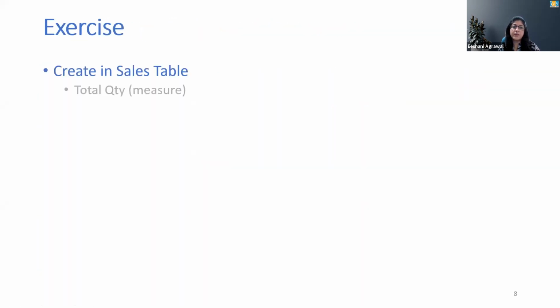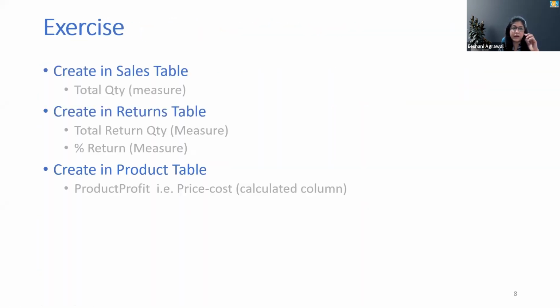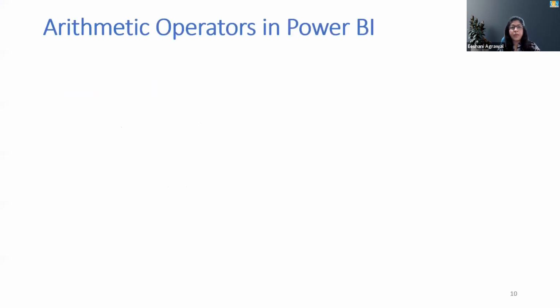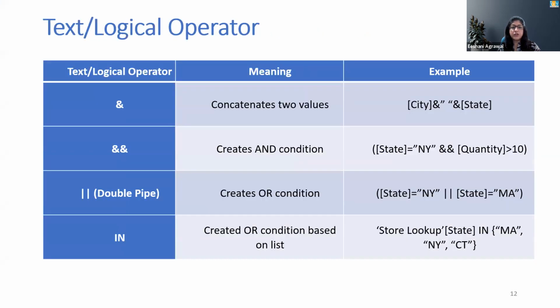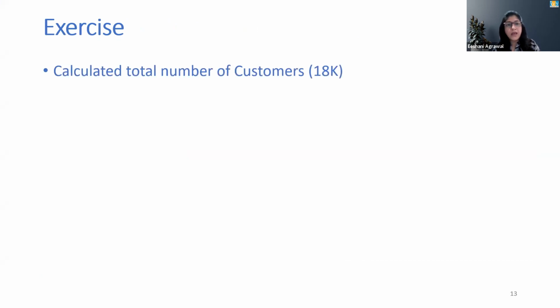And then we started with basic things like we found the total quantity, return quantity, percentage returned. We also created a calculated column called product profit. Then we spoke about the arithmetic operators, the logical operators and the text operators, and that's where we stopped.